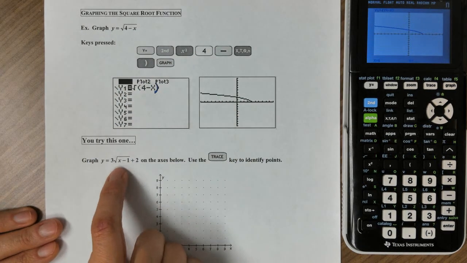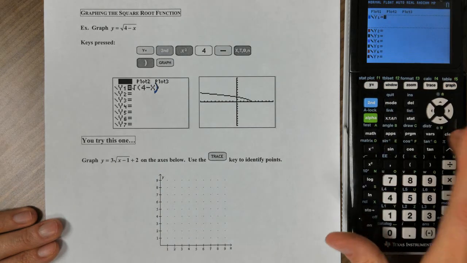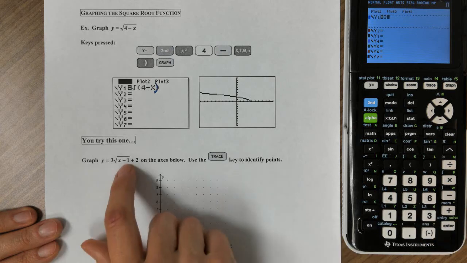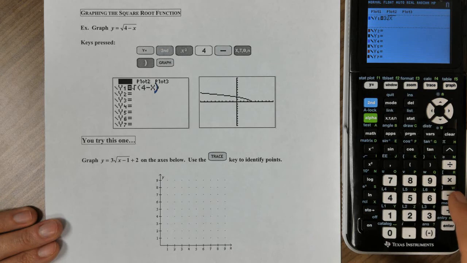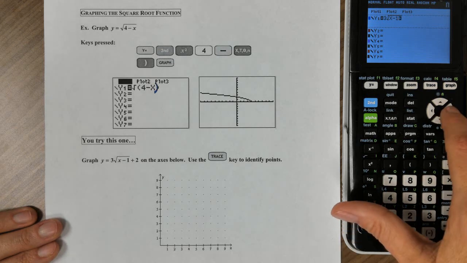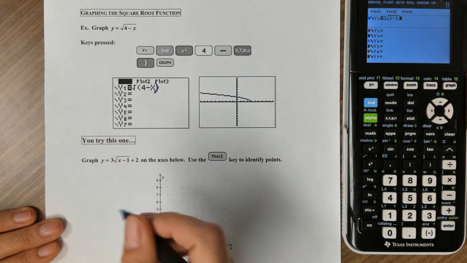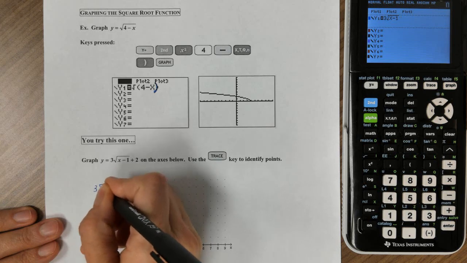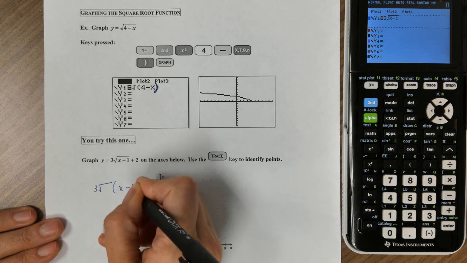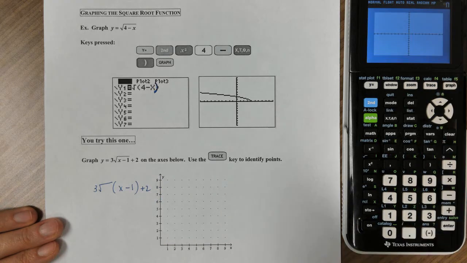And just to give you another example, if we wanted to graph this final equation here, y equals, I'm going to clear out, 3 times the square root, so second square root of x minus 1. Then I use my right arrow to get outside of the square root sign. Or if you have an older calculator, you would close your parentheses. So 3 square root and then x minus 1, close the parentheses, and then you type your plus 2. And there we go.